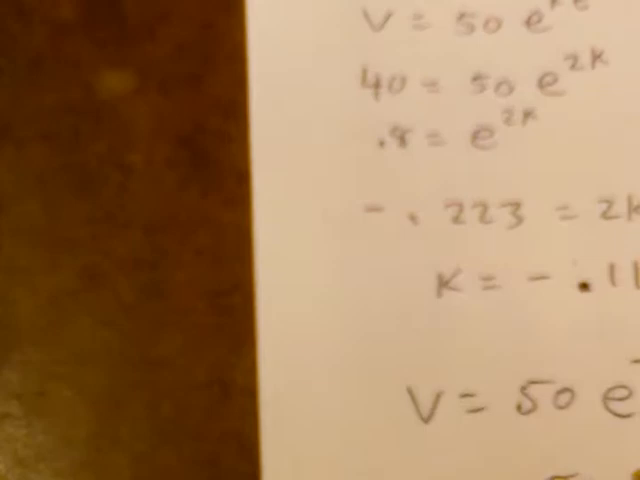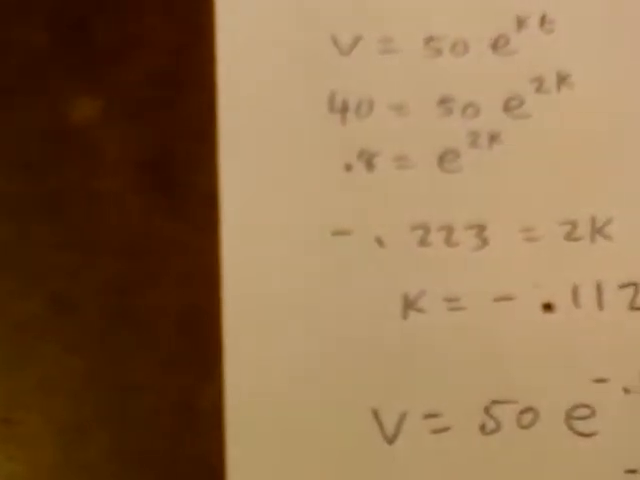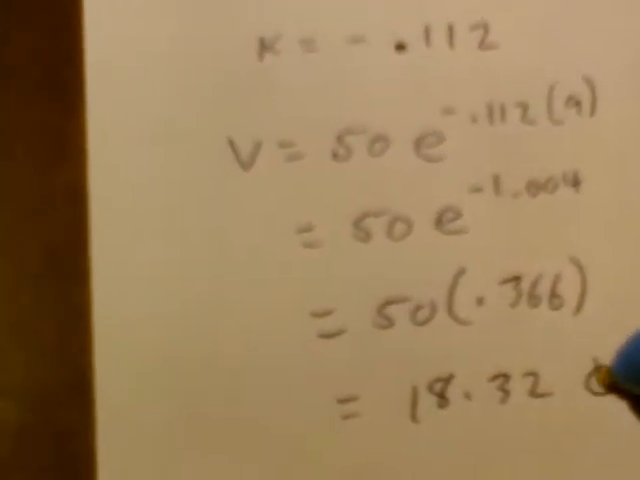So equals 50 e to the negative 1.004, and so we have second e to the negative 1.004 equals 0.366. So equals 50 times 0.366, and so times 50 equals 18.32 cents.